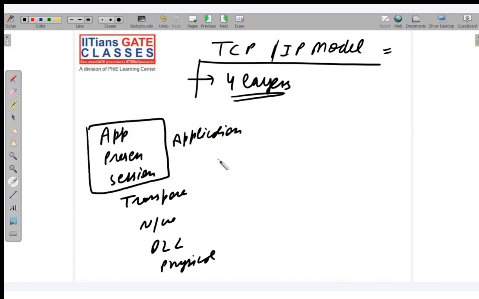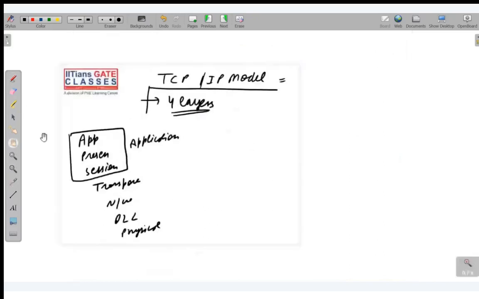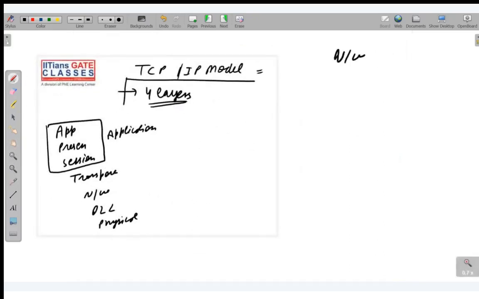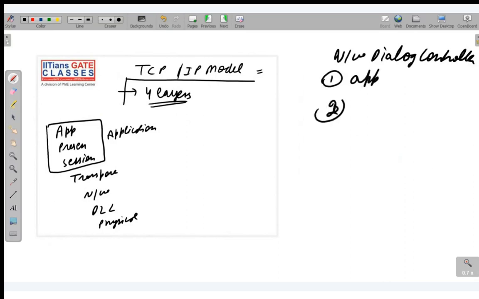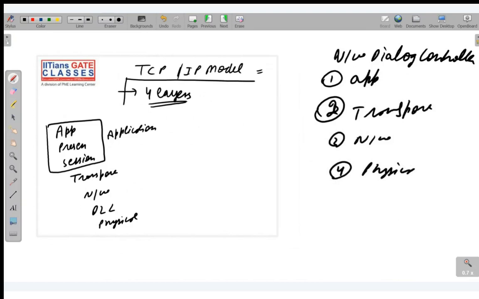So obviously questions will be asked from this model only. By default, if they have mentioned nothing, you will say the question is related to TCP/IP model only. Don't unnecessarily dig deep into OSI and all. See this: if they are asking who is the network dialog controller, and they are giving you options as application layer, transport layer, network layer and physical layer, you will see application layer only. That means they are indirectly asking a question on TCP/IP model.